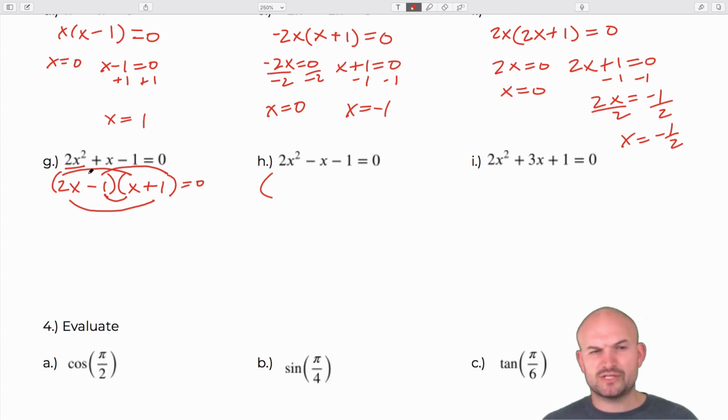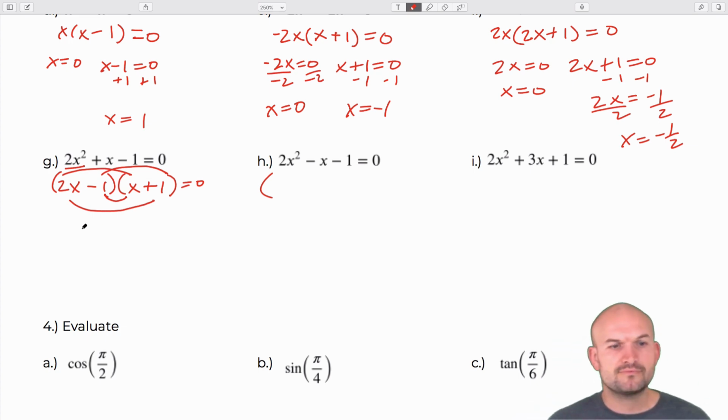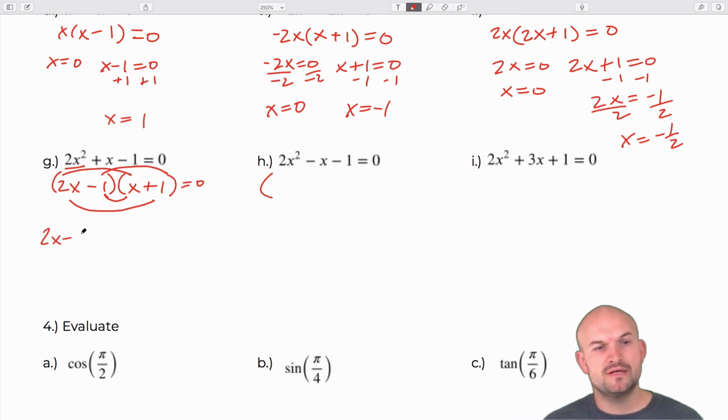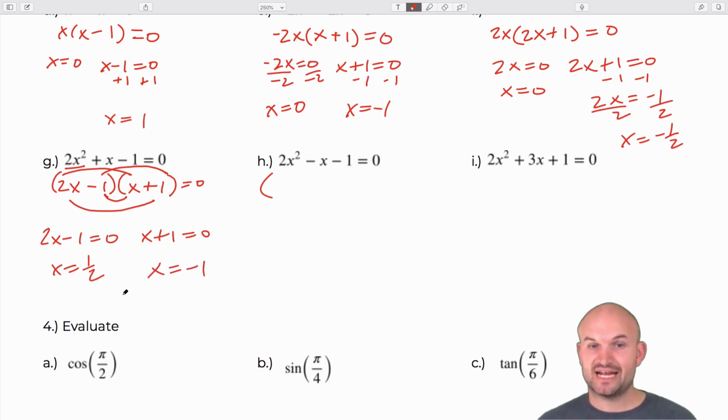And again, you can just do a quick check. 2x times x is 2x squared. -1 times +1 is -1. Negative x, positive 2x. Positive 2x plus negative x is a positive x. But now I have a product equal to 0. So 2x minus 1 equals 0, and x plus 1 equals 0. Therefore, add 1, divide by 2, x equals 1/2, x equals -1.